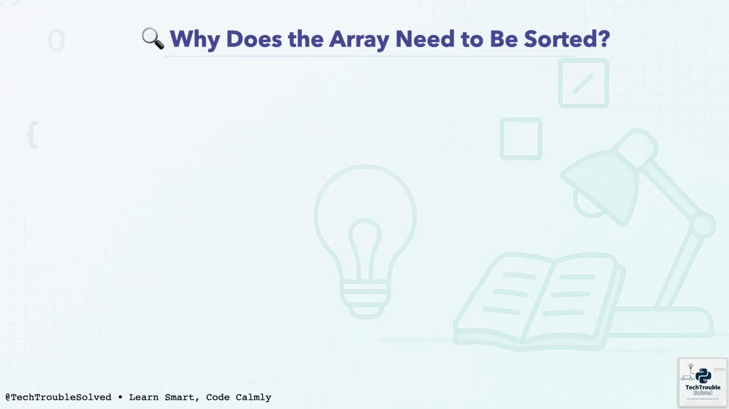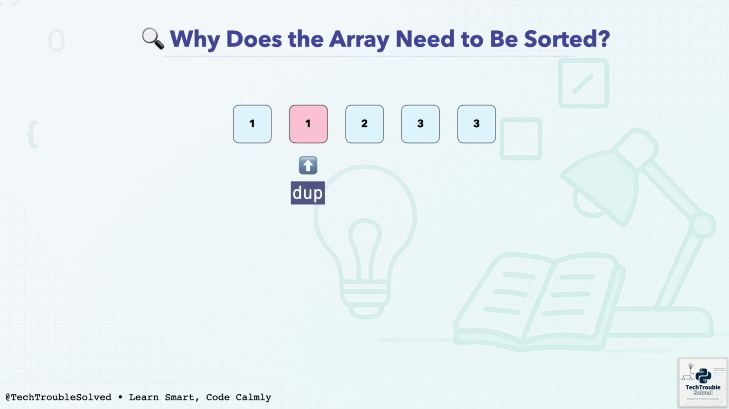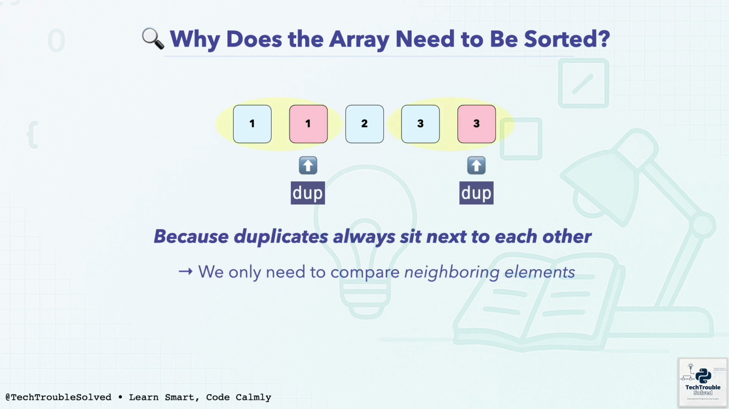Now here is a very important question. Why does the array need to be sorted in the first place? When the array is sorted, all duplicate values sit right next to each other. Because of this, we don't have to search the entire array for duplicates. We only compare neighboring elements, and this single property is what makes the two-pointer technique possible.